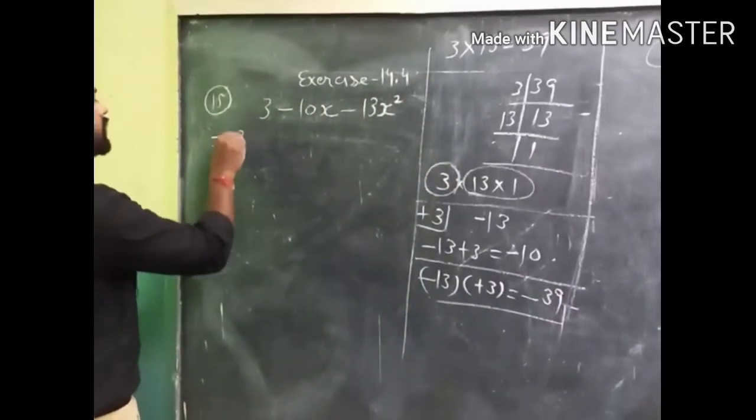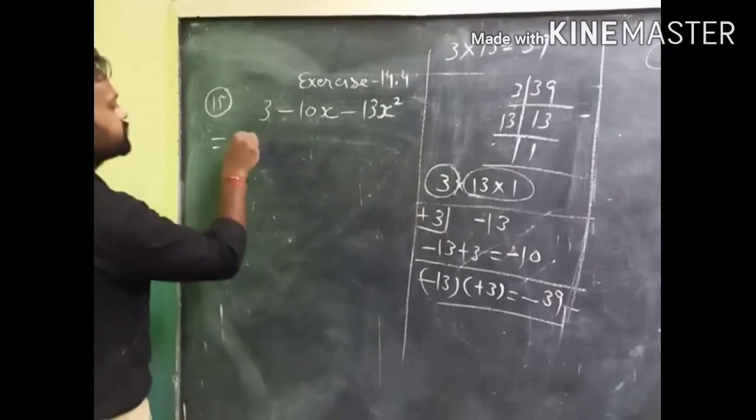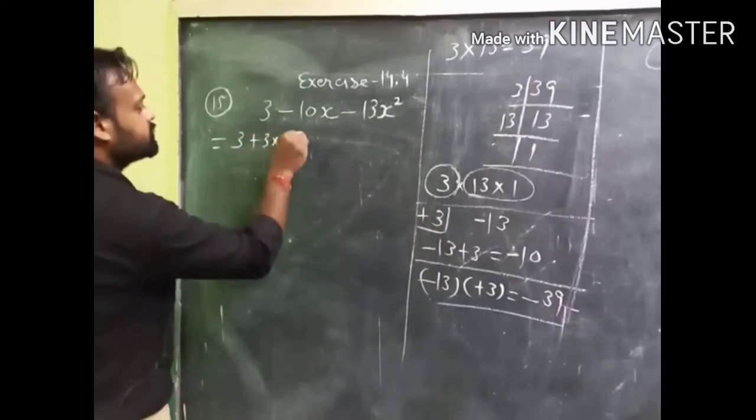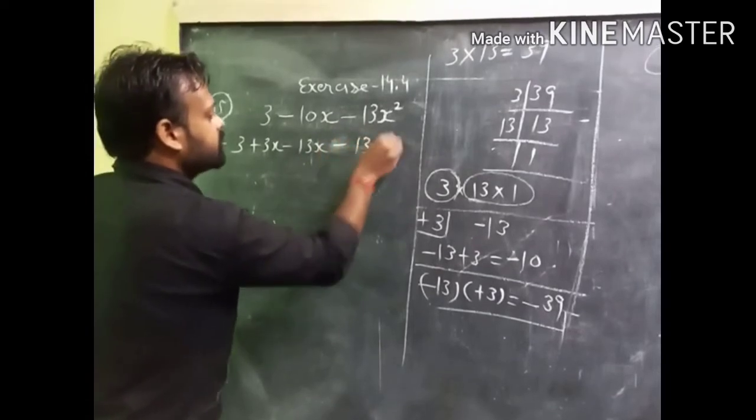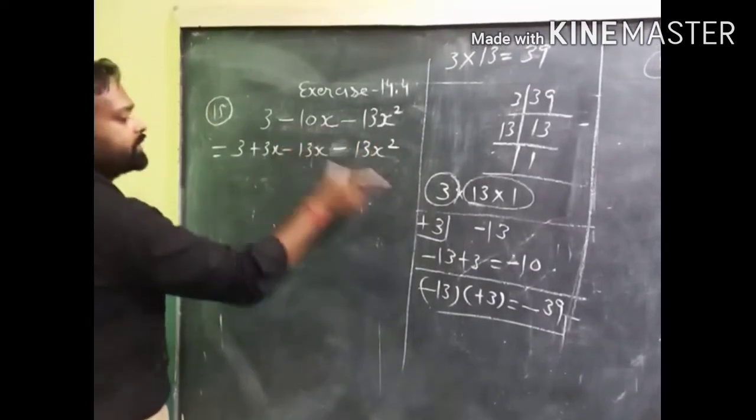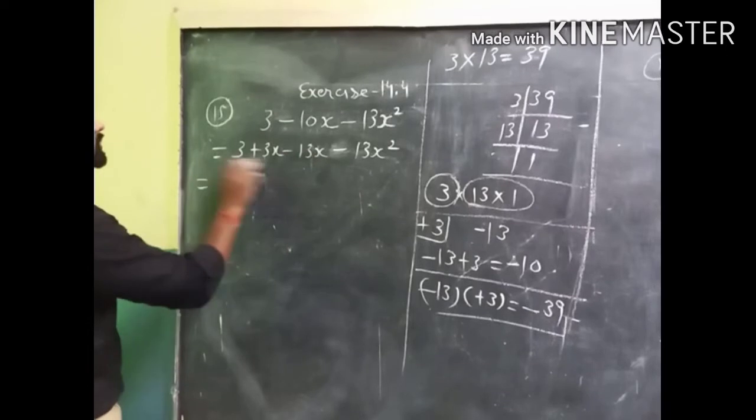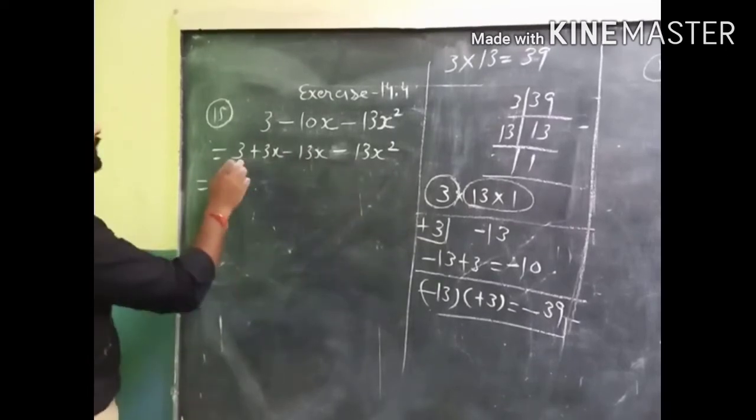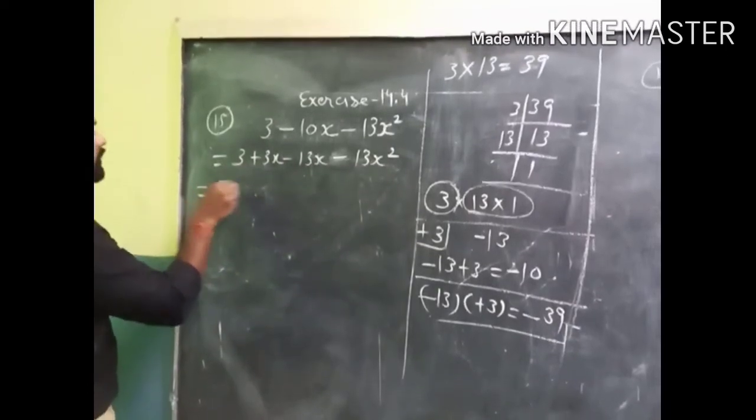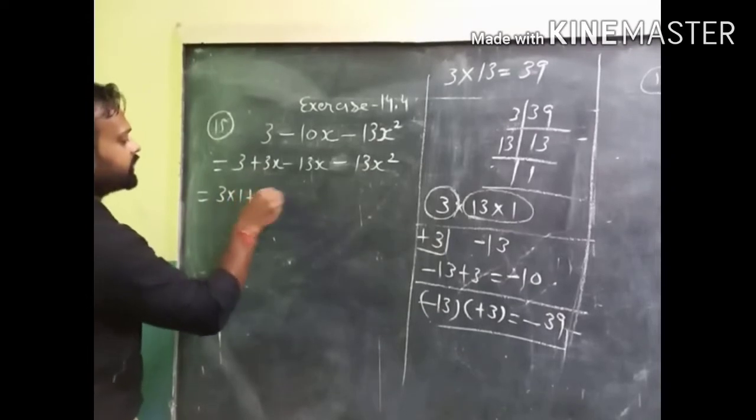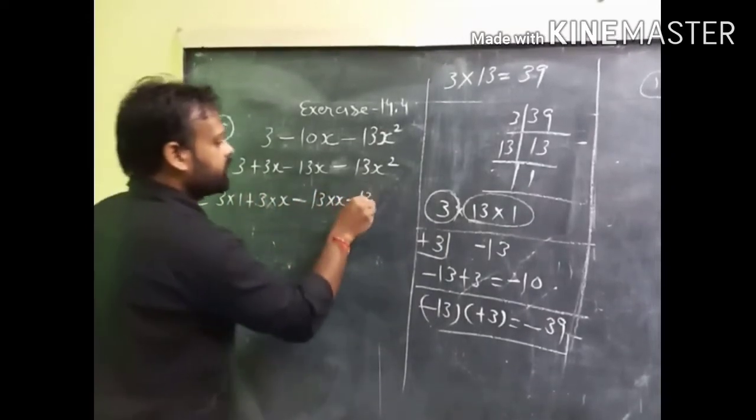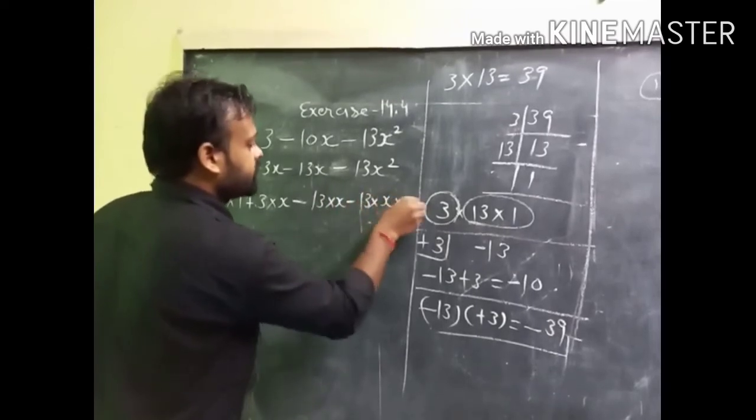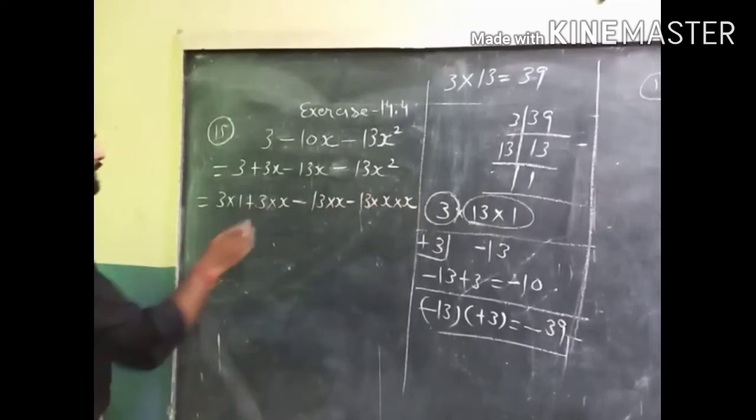Okay, now write down this 3 here, and then this plus 3x, and of course this minus 13x, and then this minus 13x square. So write down these separated values here. Now you can see this is in the first group and this is in the second group. So you can write down this 3 into 1, and of course this 3 into x, and then this 13 into x, and then this 13 into x into x. Like this way we can do the factors.